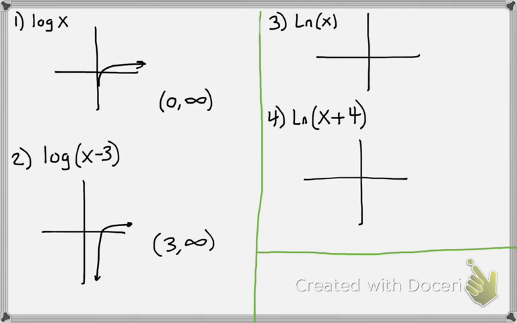ln is the natural log. If you graph that, it's going to look very similar, and its domain is also 0 to infinity. And then if you do ln of x plus 4, this has been shifted over this way. And my domain will be -4 to infinity. So the graphs look pretty much all the same. Just like with the exponentials, there's not too much variety.